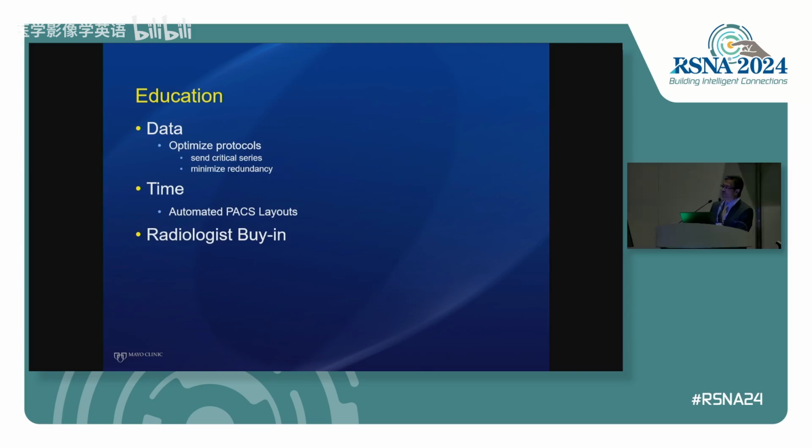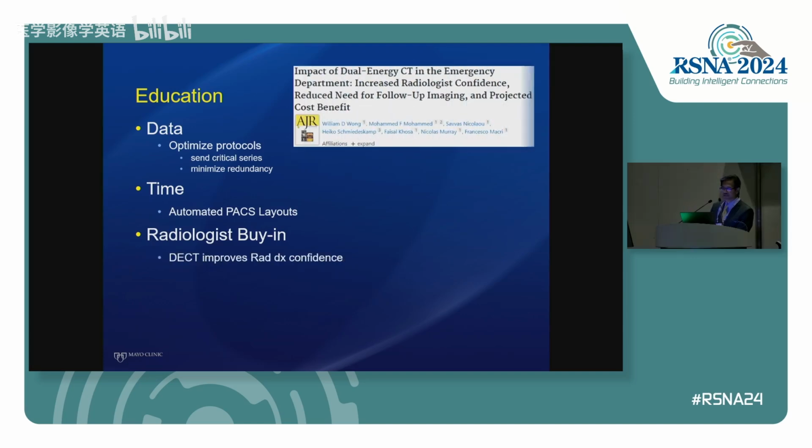So now the last topic is radiology buy-in, and really this is education. If you had taped the first speaker's talk, then you could just send it to all your colleagues and say, this is the value of dual energy CT.